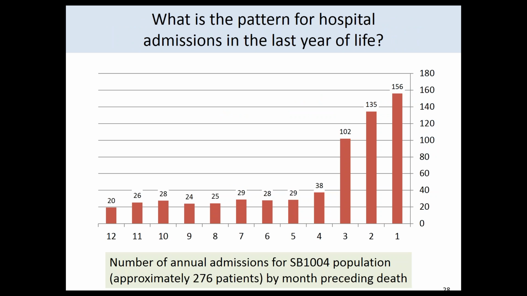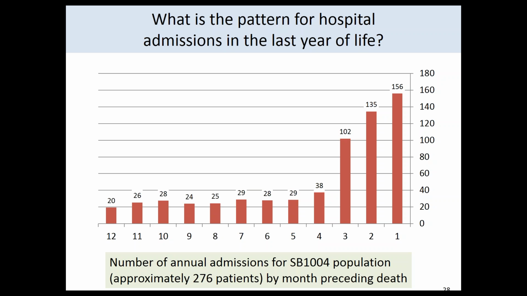So here's a metric that can sort of explain why those cost values appear as they do. You could ask, what is the pattern for hospital admissions in the last year of life, given the role that hospital admissions play in driving total cost of care? And what you see here is, again, on the x-axis, those months preceding death, and on the y-axis, just a pure count, annualized, of how many hospital admissions are happening for this SB 1004 population, which is approximately 276 patients, by month preceding death. And what you see is that it's fairly steady up through month 4, and then it takes a sharp turn upwards.